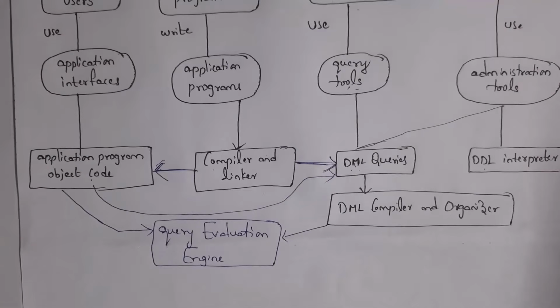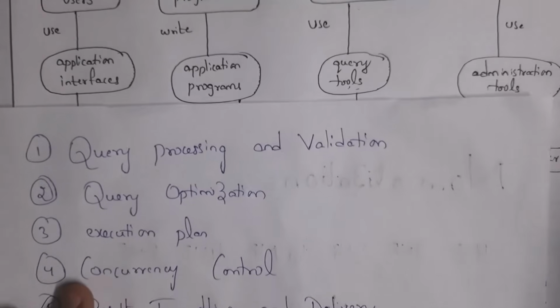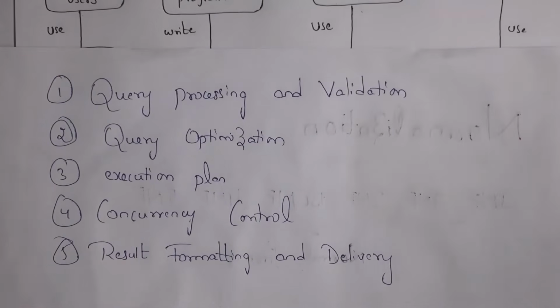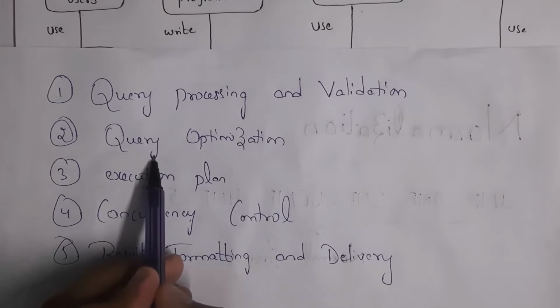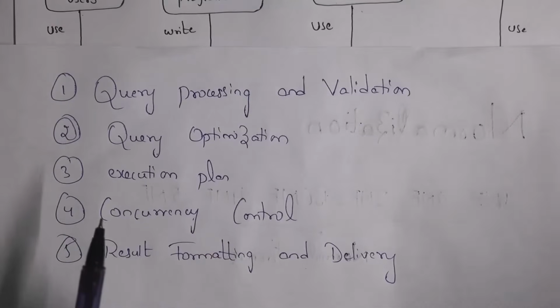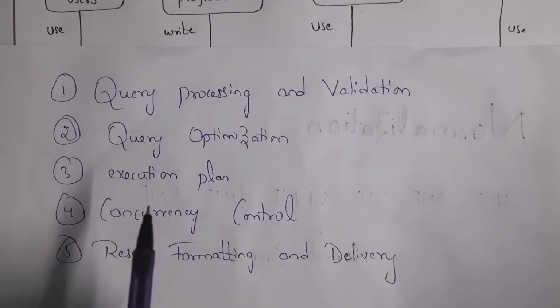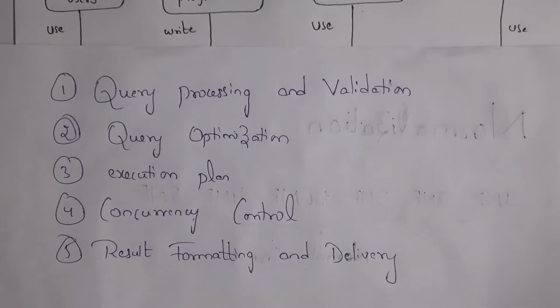It will perform various operations. The first one is query processing and validation. This query evaluation engine will process queries and also validate them. Validation is nothing but checking whether the queries written by the user are correct or wrong. Next one is query optimization. This engine will optimize queries written by users. Query optimization is done in order to retrieve data efficiently and quickly. And this query evaluation engine also contains an execution plan for fast retrieval of data.